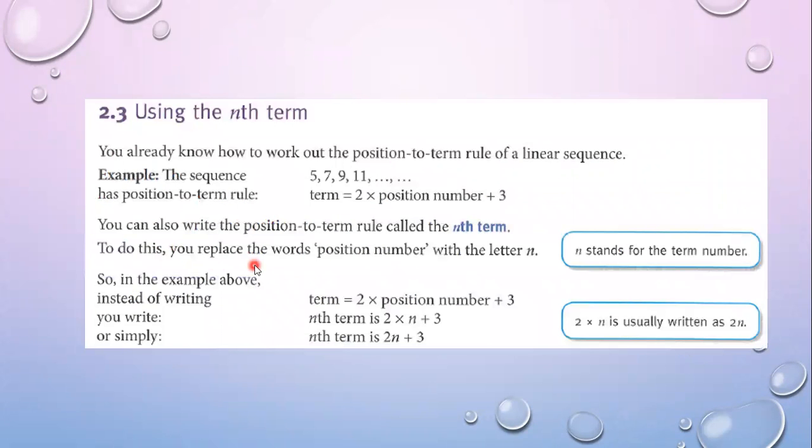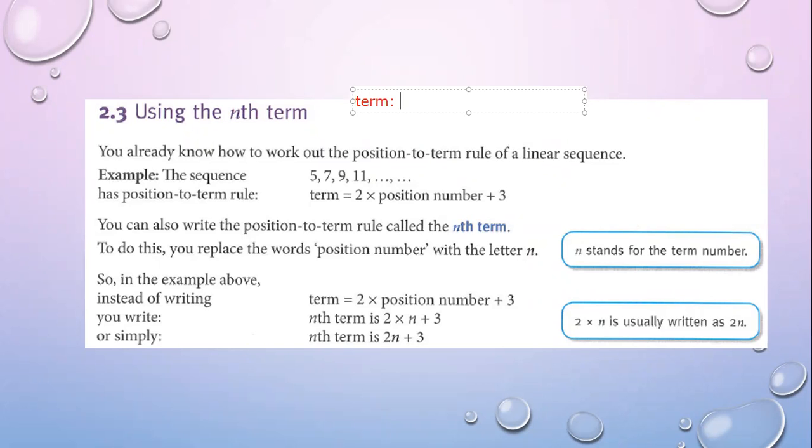Now let's start 2.3. Use the nth term. So what is the nth term? The sequence that is given here. Whenever I say find the sequence, you write this one. The position to term rule is this. You can also write the position to term rule for the nth term. It's simple. If you have the nth term, what you do is just write here the first term.